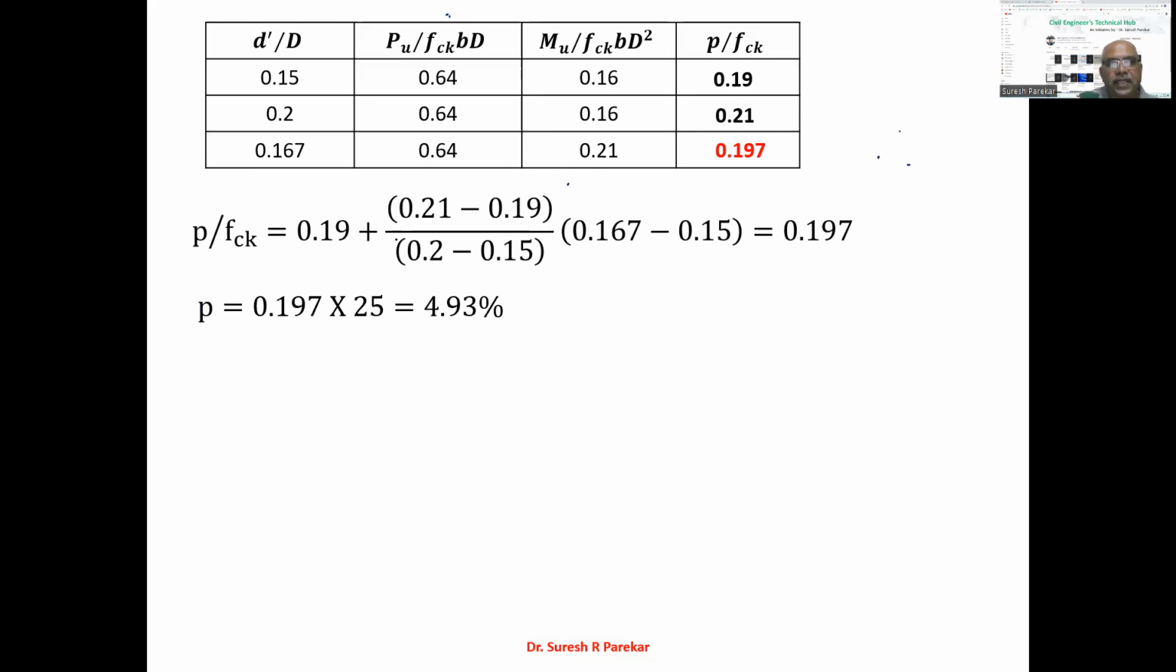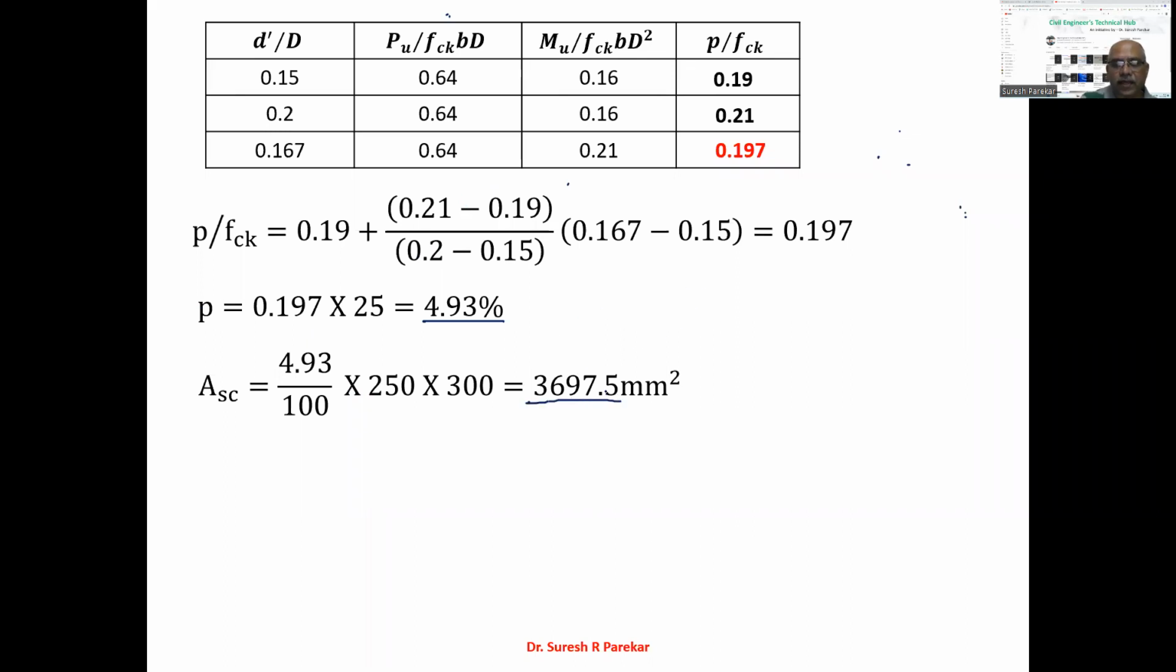So the value of P, the percentage of steel, we can get. And that is 0.197 into 25. So we will get this value as 4.93%. And then we have ASC equal to 4.93 upon 100 into 250 into 300. And we will get this value equal to 3697.5 mm square.